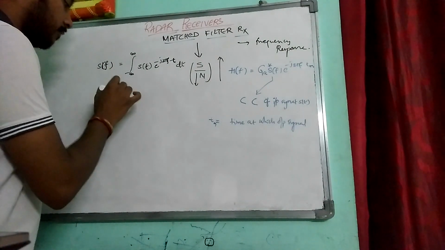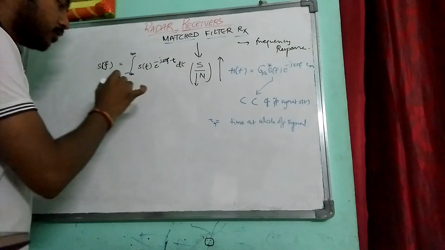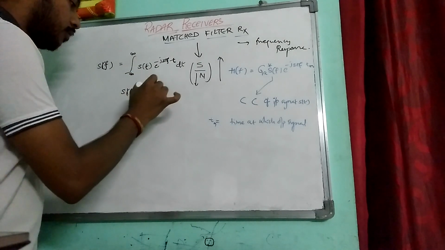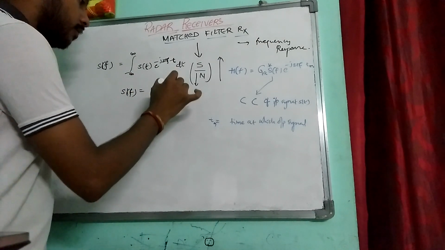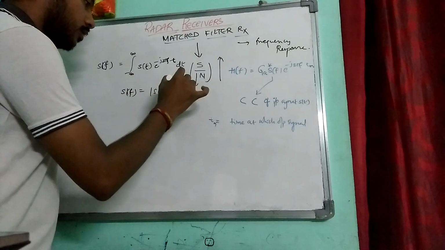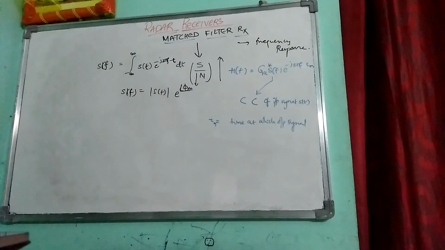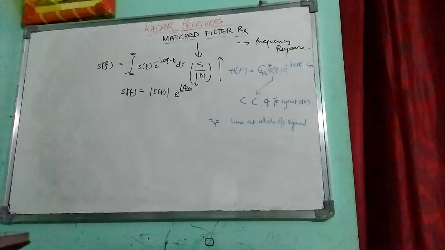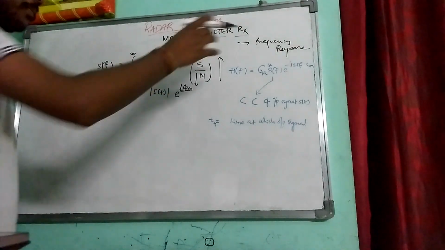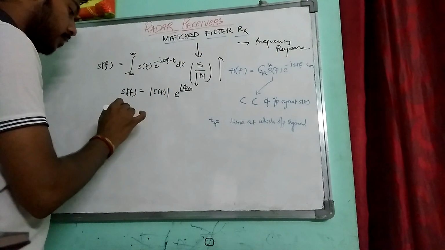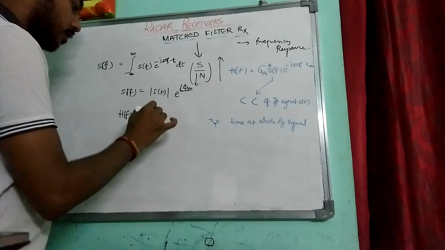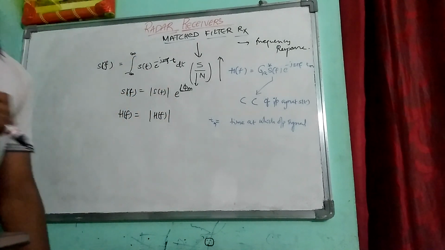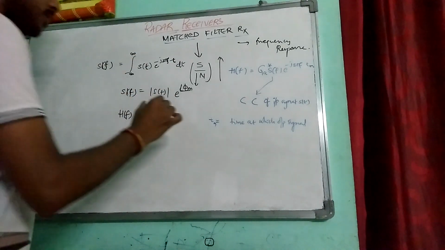Now this received signal has some spectrum. The spectrum can be given by S of f as mod S of f and phase. This spectrum is the received signal spectrum, whereas the matched filter frequency response H of f has its own magnitude and phase.